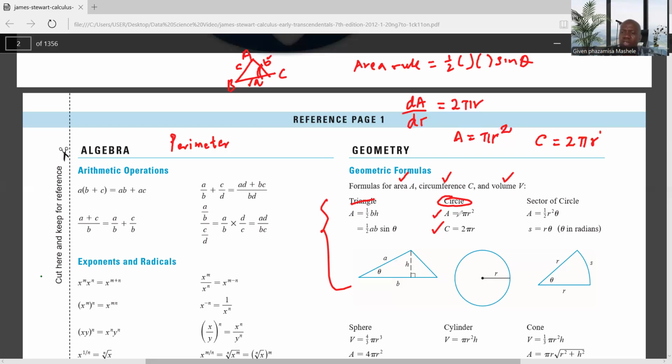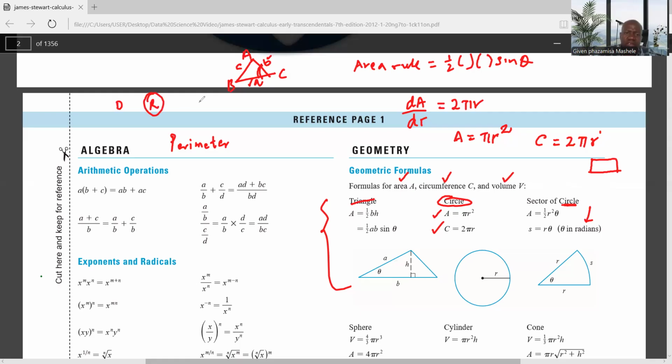Then also they will take you through what is called a sector of a circle. A sector of a circle has an area equal to half the square of the radius multiplied by theta. And this theta, they said, must be in radians. If you check your calculator, especially the scientific ones, the screen shows either a D or an R. So R is called a radian.